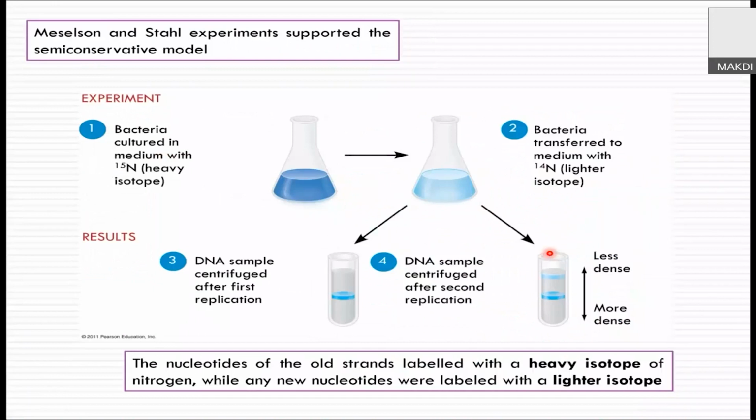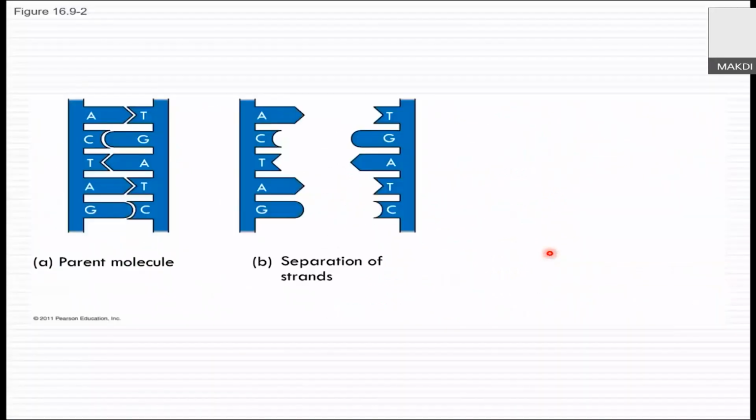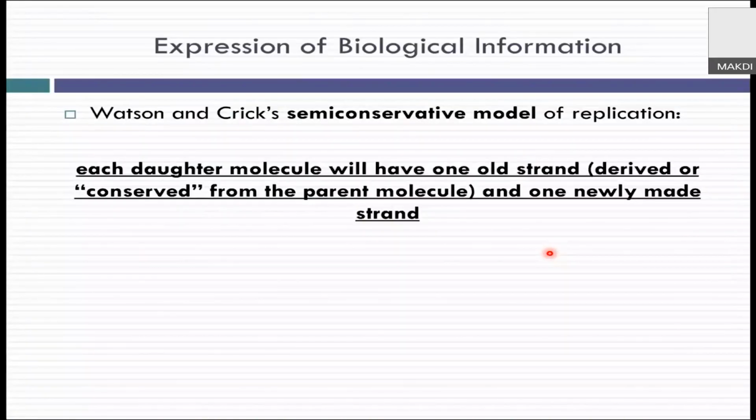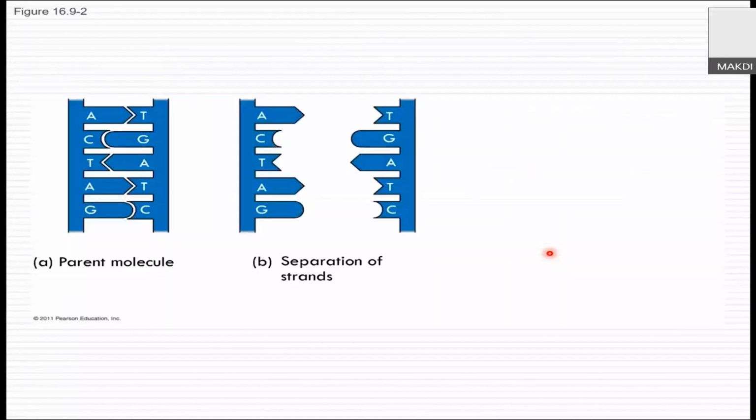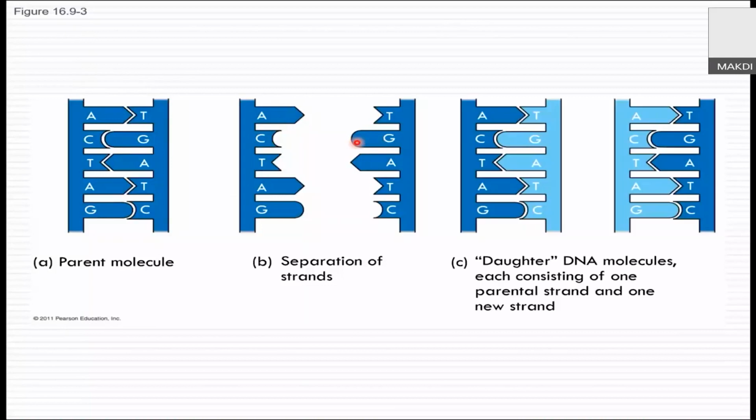This one you can read. Okay, so Watson and Crick's semi-conservative model. Parent molecules will separate. Each of the strands acts as a template for replication. So in one cycle of DNA replication, we will produce two DNA molecules, daughter strands.